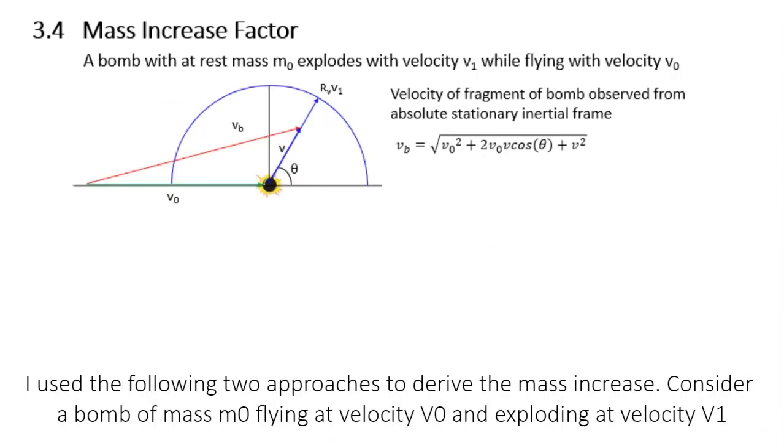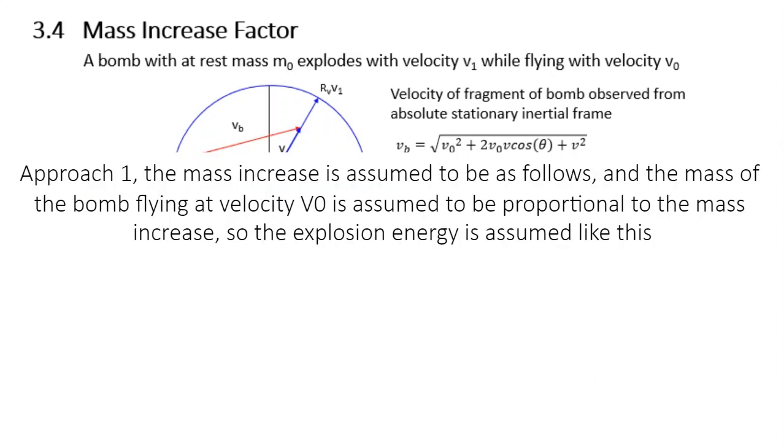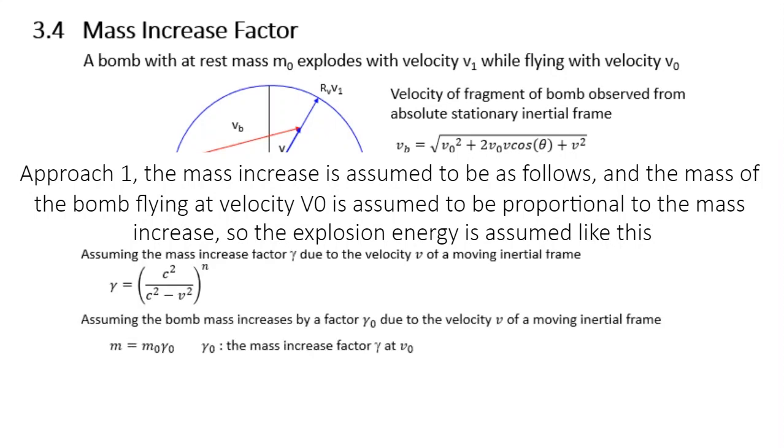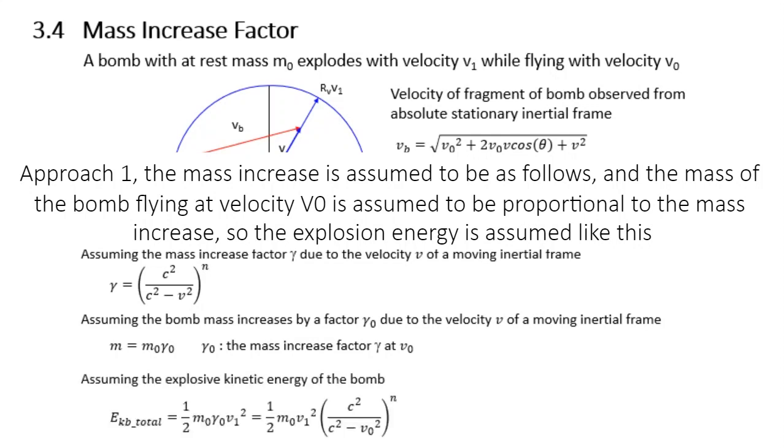I used the following 2 approaches to derive the mass increase. Consider a bomb of mass m0 flying at velocity v0, and exploding at velocity v1. Approach 1: the mass increase is assumed to be as follows, and the mass of the bomb flying at velocity v0 is assumed to be proportional to the mass increase, so the explosion energy is assumed like this.